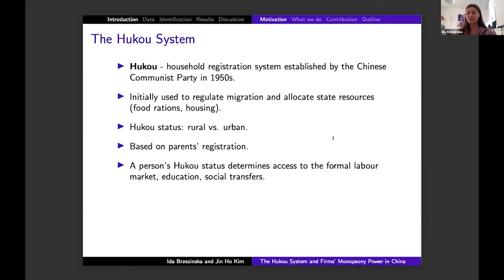But the main dimension along which it's determined is either rural or urban, and it's actually based on where your parents are registered. So if your parents were registered in rural areas, you automatically get assigned a rural Hukou status, and then similarly with the urban status. And the person's Hukou status then determines access to absolutely every single social safety net you can imagine in the economy. So from labor market, education, healthcare, insurance, it's all tied to the Hukou status.